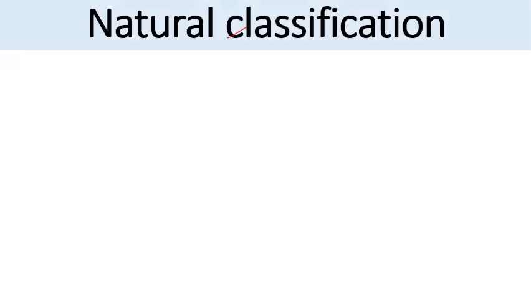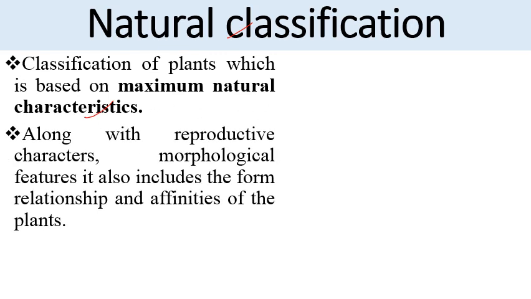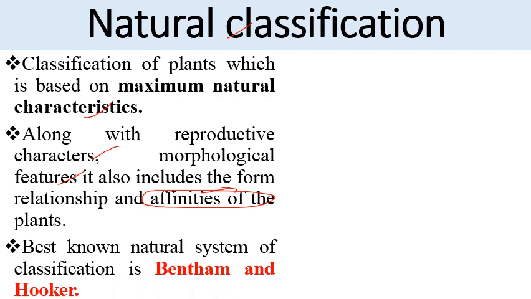Next comes the natural system of classification. So this classification of plants is based on maximum natural characteristics, along with reproductive characters, morphological features, and also includes form, relationship, and affinities of the plants. So इसमें सभी तरह के characters को study किया जाता है, and this classification is more accurate and precise. So the best known natural system of classification is Bentham and Hooker system of classification.